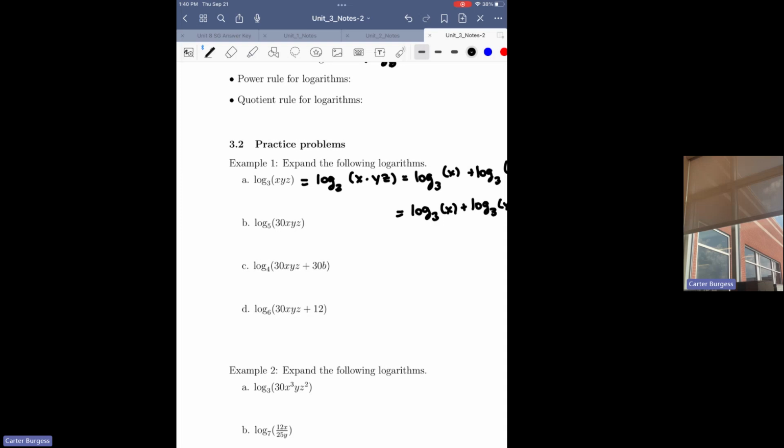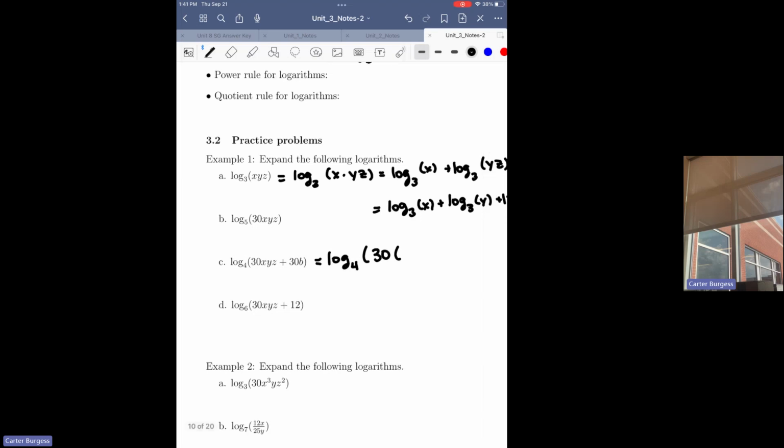Yeah, factor out the 30. And so we could rewrite what we see here as log base 4 of 30 times (xyz plus b). Right, dividing 30 out from 30xyz leaves behind xyz, dividing 30 out from the b leaves behind b, kind of doing distribution, but in the other direction.